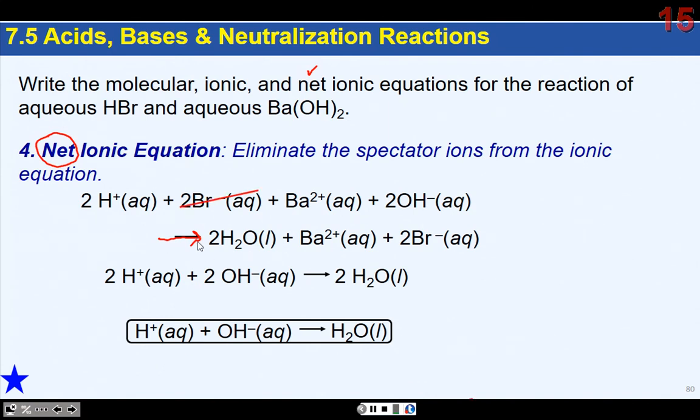So we should be able to cross out bromide, that's a spectator, and the barium is also a spectator. Having removed those, we end up with the equation with 2 hydrogens, 2 hydroxides, and 2 water. Well, that's not the simplest form. We can get rid of all the 2's as coefficients. And the bottom line to the net equation for this acid-base neutralization process is that hydrogen combines with hydroxide to make water. This is very common as a net ionic equation for an acid-base reaction.